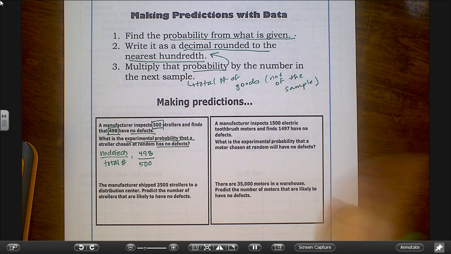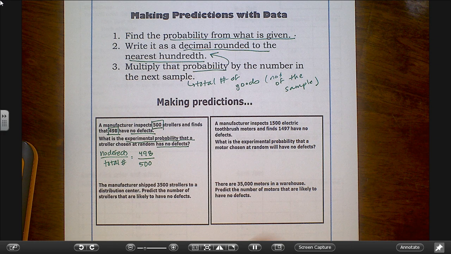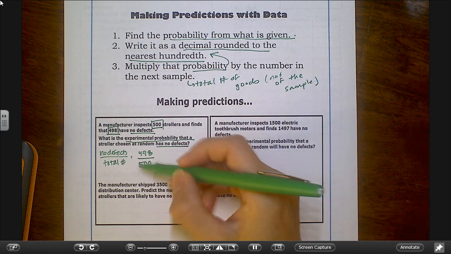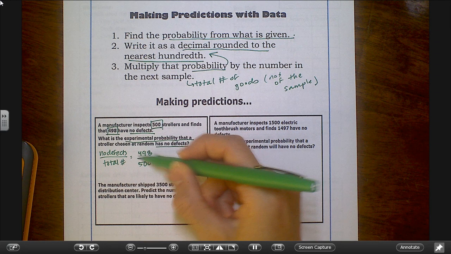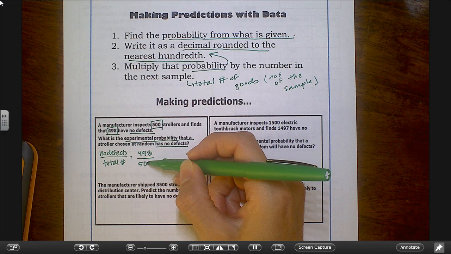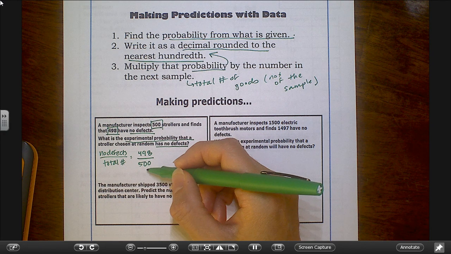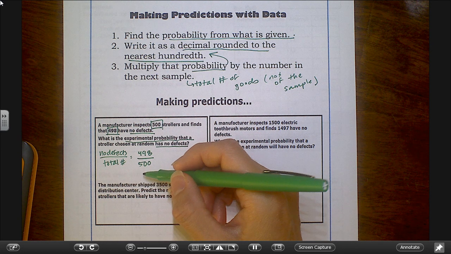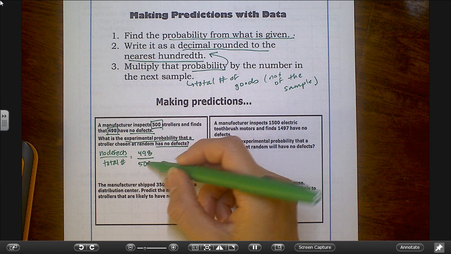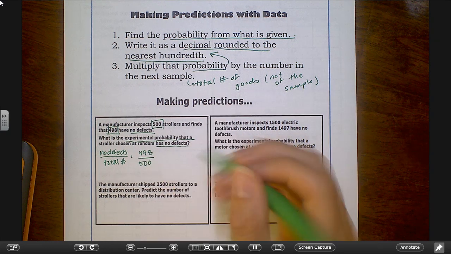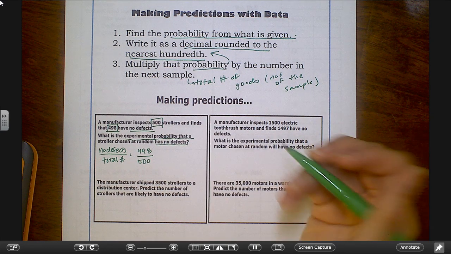And if you're ever wondering, like, am I writing the correct thing on top? Well, remember, your probability has to be between 0 and 1. The only way it's between 0 and 1 is if your numerator is smaller or equal to your denominator. So if you have 500 over 498, you'll get a probability over 1, which will be a probability over 100%. That won't make sense. So always, always, always do the smaller number over the bigger number. Or again, they could be the exact same if it's 100%.